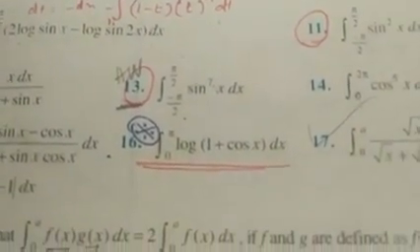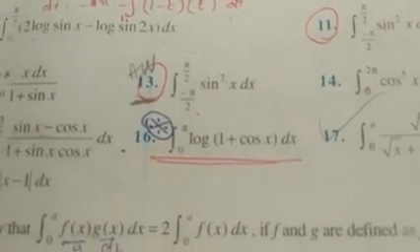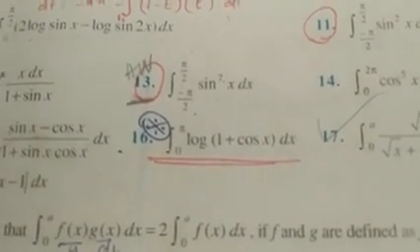And the 16th sum, integral 0 to pi of log of 1 plus cos x dx. As I told, it is the same as the example sum. I will just tell a few steps, and you proceed after that.